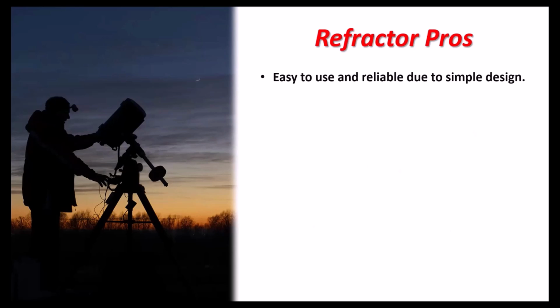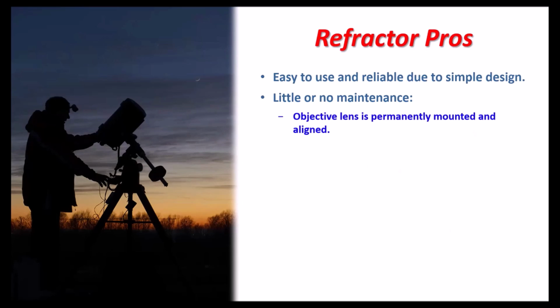So for the refractor, the pros are it is the easiest to use and the most reliable, due to the simplicity of the design. They require very little, if any, maintenance. Very rarely will you have to clean the objective lens. If it came to you properly from the manufacturer and you don't drop it, the objective lens is permanently mounted and aligned. So they don't require frequent alignment, or as we say, collimation.